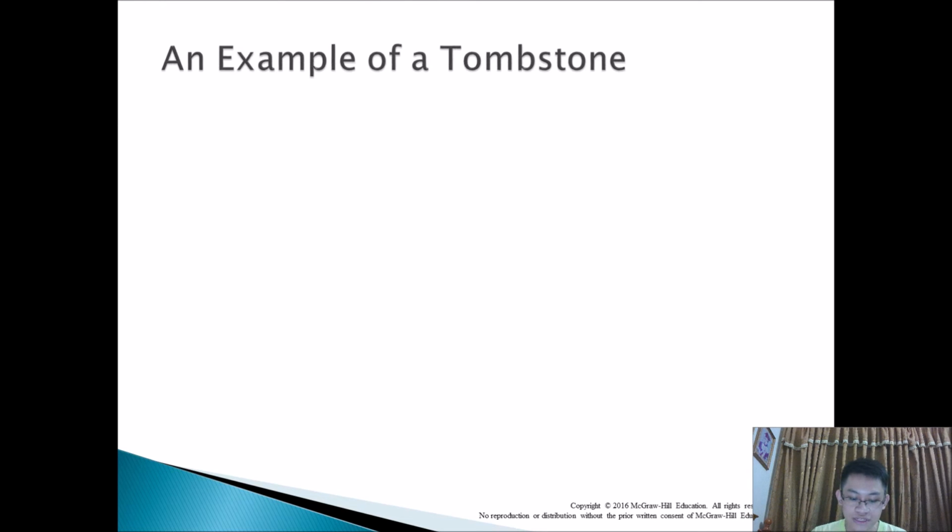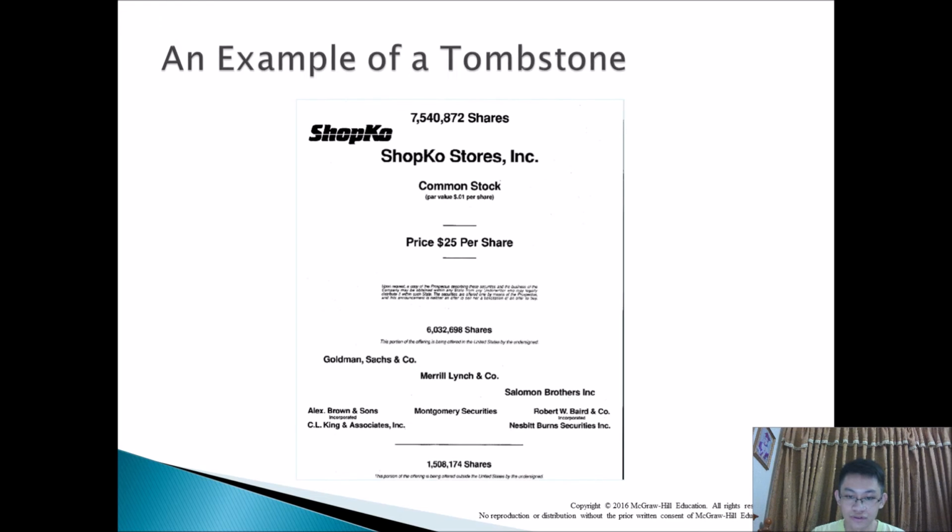So let's talk about the tombstone. The tombstone basically contains the name of the issuer, provides some information about the issue, and lists the investment banks involved with selling the issue. The investment banks on the tombstone are divided into groups called brackets based on their participation in the issue, and the names of the banks are listed alphabetically within each bracket.